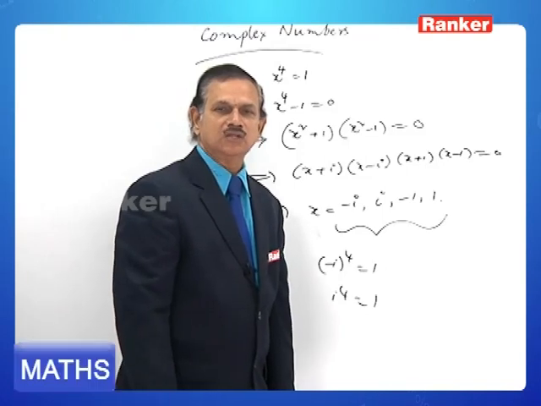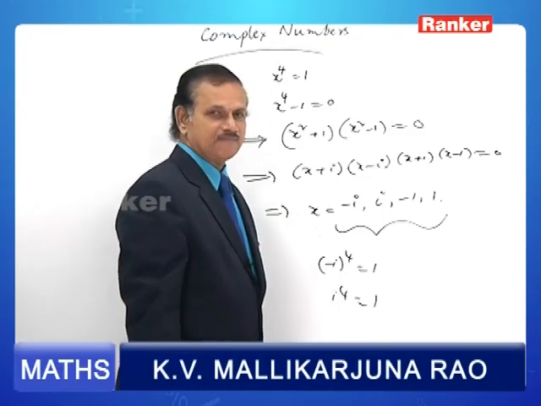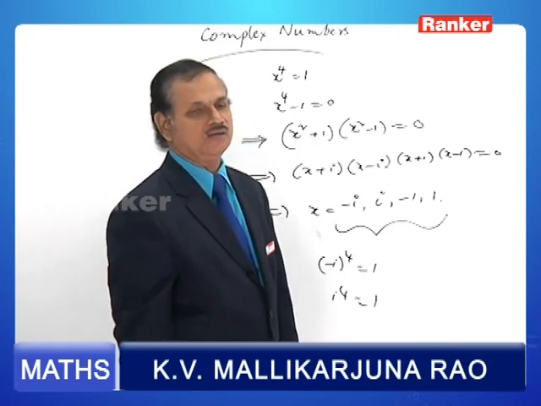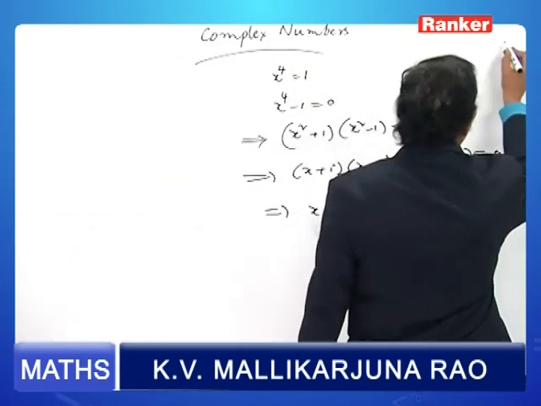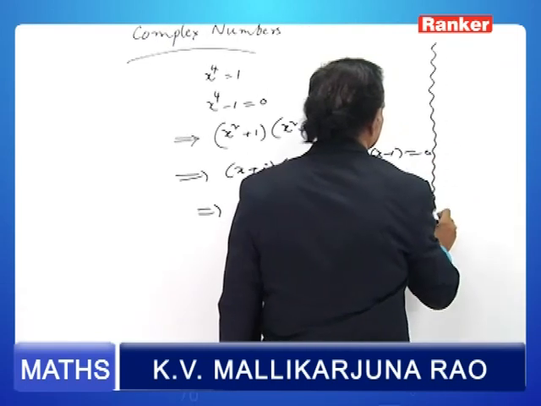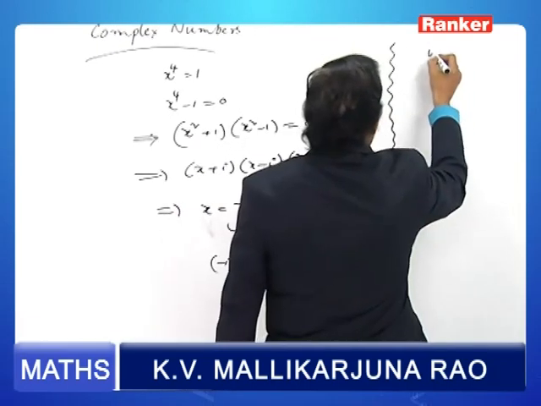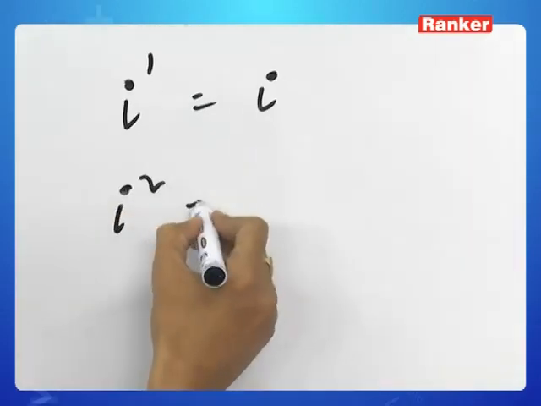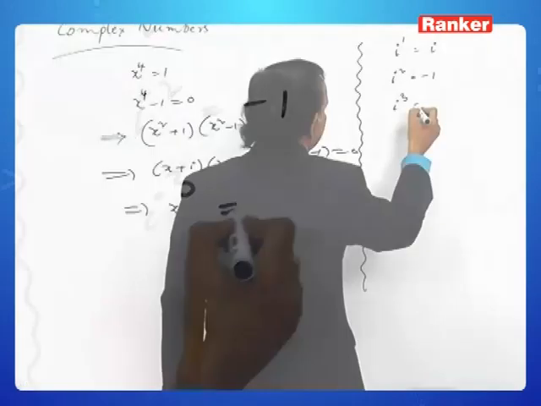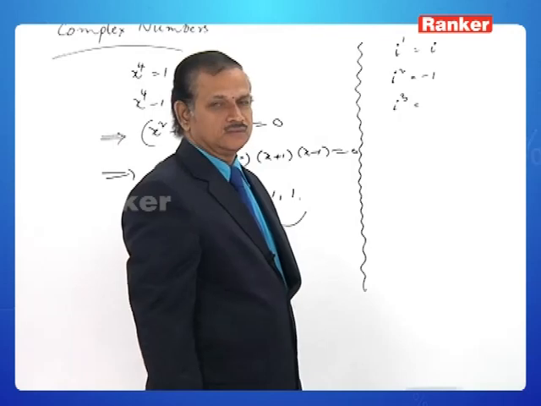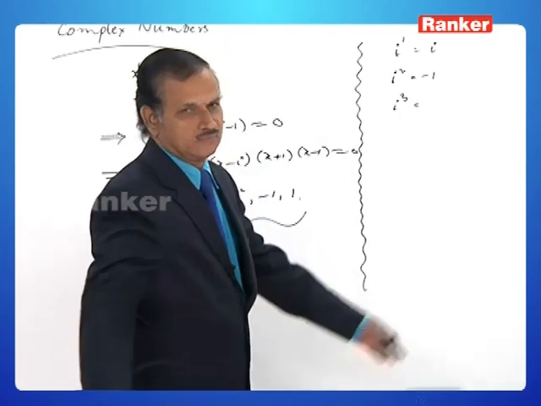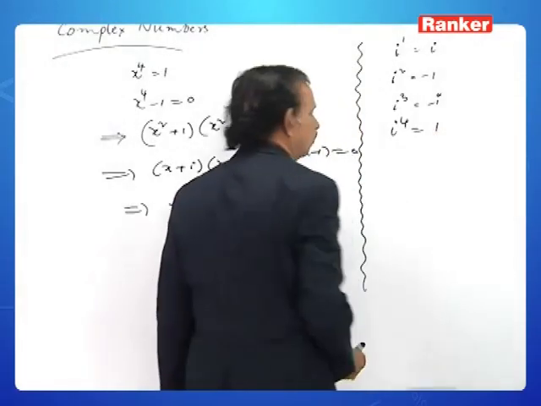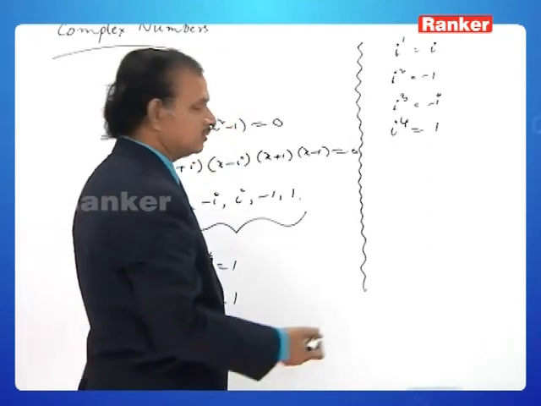Yes, we now observe the integral powers of i and minus i. What will be the general behavior of those things? What is i power 1? i. What is i square? Minus 1. What is i cube? i square into i, that is minus 1 into i, which is minus i. i power 4 is equal to 1. Why is it 1? i square whole square, that is minus 1 whole square.